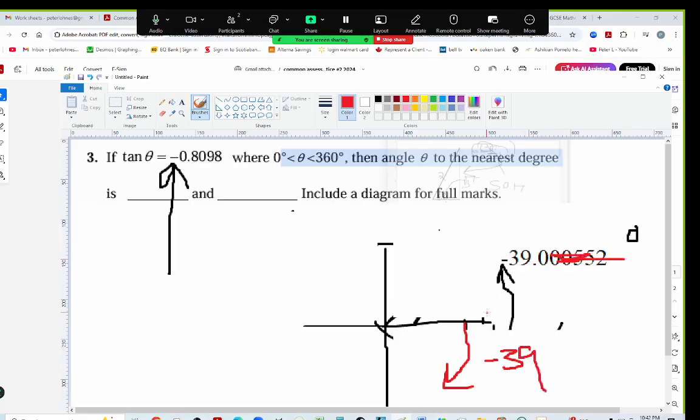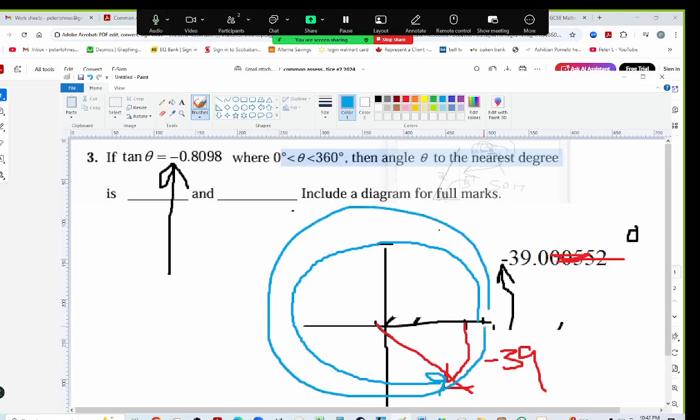But your teacher wants this angle. He doesn't care about the negative direction. So the first angle I've got to figure out is this one. What is the blue angle? If the whole thing's 360 and I go back 39, 321. So that's the first angle.